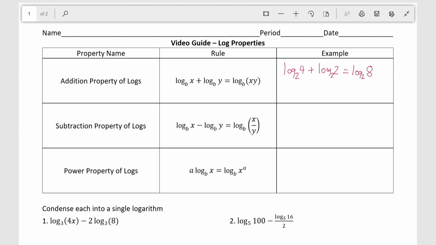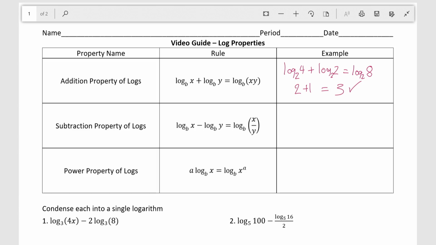And you can see that working here because we know log base 2 of 4 is 2, and log base 2 of 2 is 1. And on the right side, we know that log base 2 of 8 is 3. So 2 plus 1, I think, is 3, right? So you can kind of see how this is working.